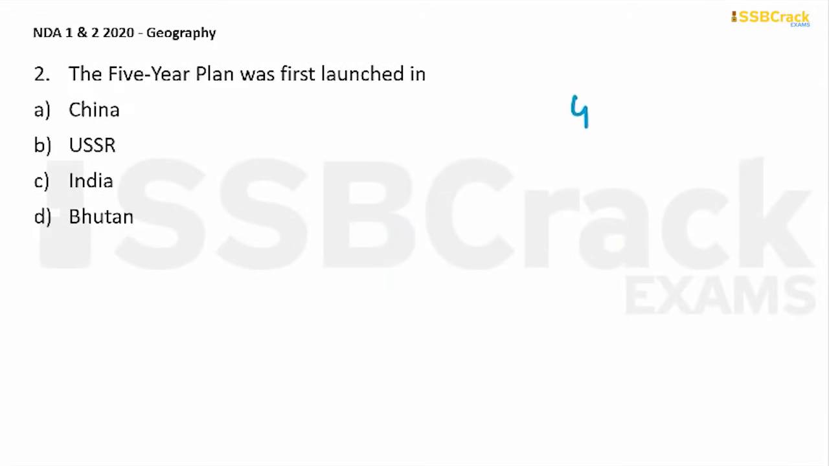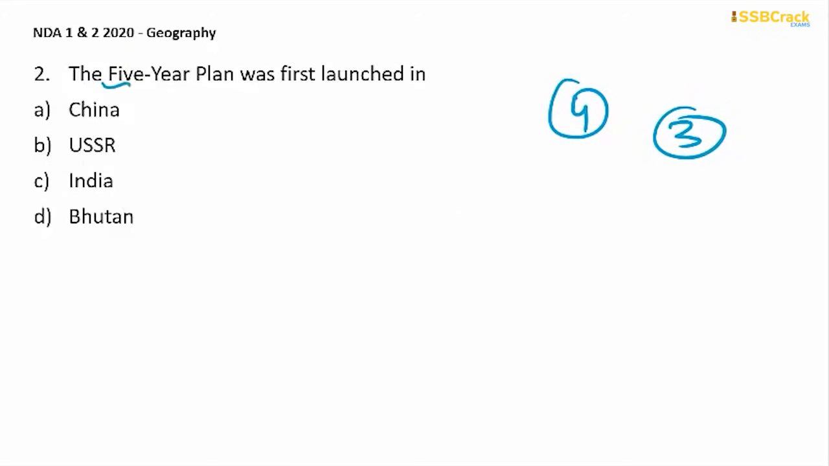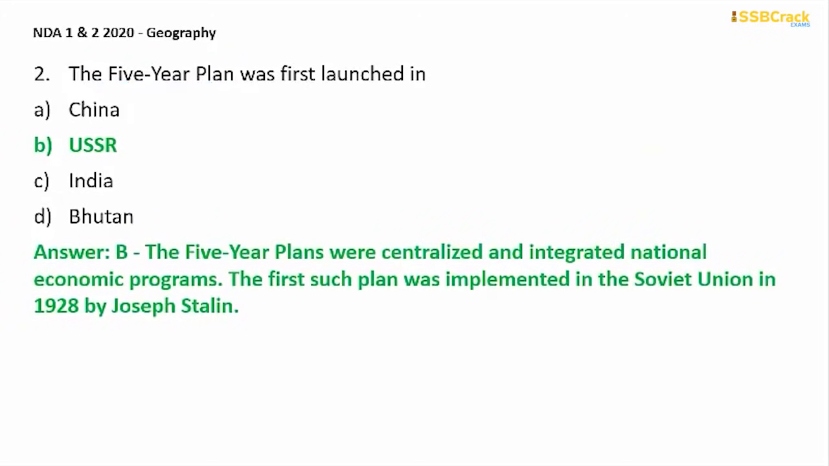Out of those four questions, one question was based upon one of the schemes of the government. The other three questions were all asked from the 5-year plan. Even this question: the 5-year plan was first launched in...? The answer is USSR, as the 5-year plans were centralized and integrated national economic programs. The first such plan was implemented in the Soviet Union in the year 1928. It was proposed by Joseph Stalin.